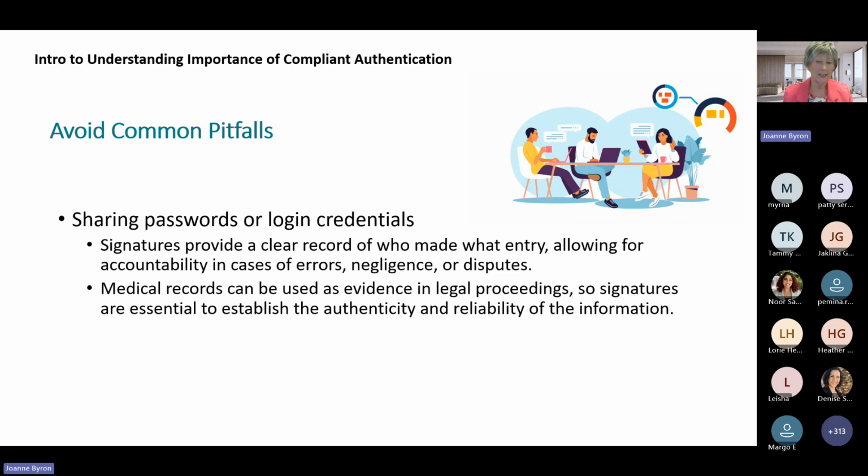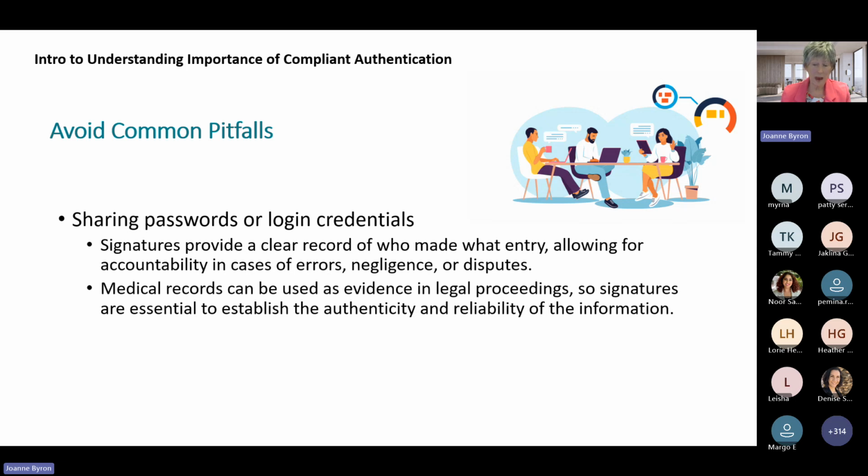Hopefully, your organization has strictly enforced the policy of never sharing passwords or login credentials to your medical record system or any computer system. Signatures provide a clear record of who made that entry. And medical records, because they're a legal document, can be used as evidence in legal proceedings. So no signatures really can cause a legal issue for malpractice as well as for reimbursement purposes.